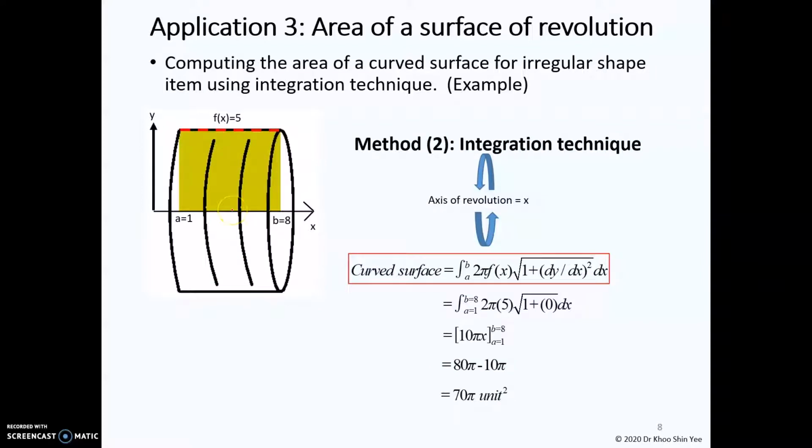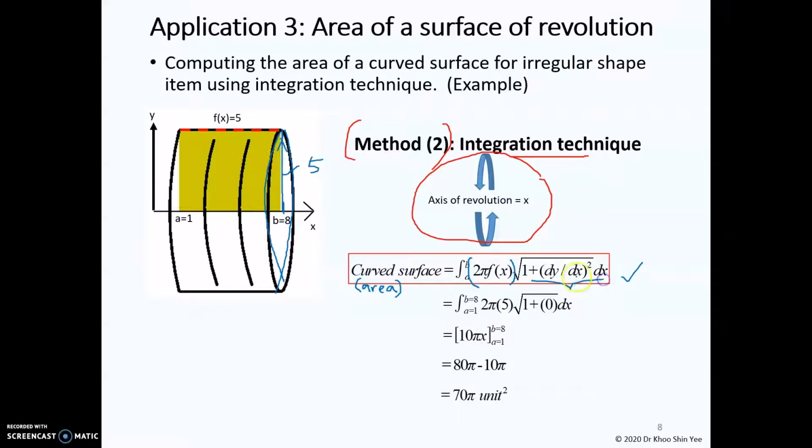Let's try to solve the same problem, but in this case we are using the integration technique. For this method, you need to imagine if you take the f(x) function here and rotate it about the x-axis like this, then you can form a cylinder based on this revolution. The area of the curved surface is given by this integration formula, where 2 pi f(x) here is the circumference, where f(x) is the radius, which is equal to 5.